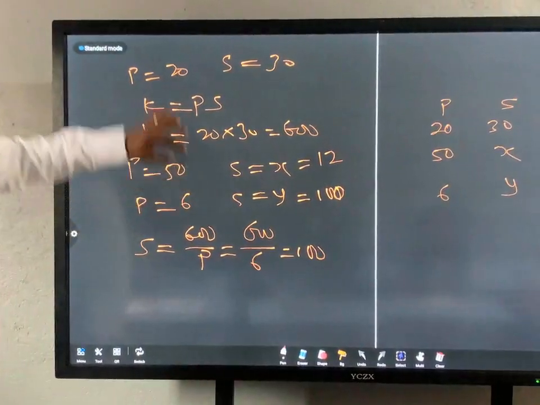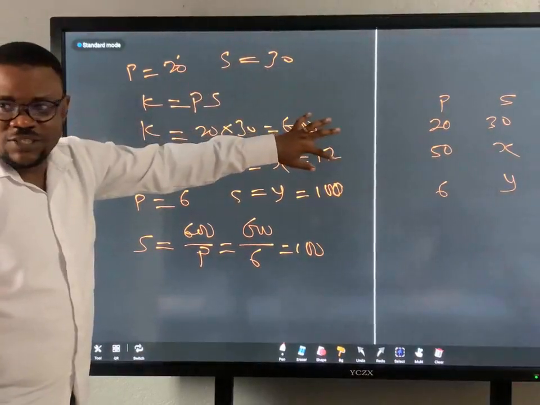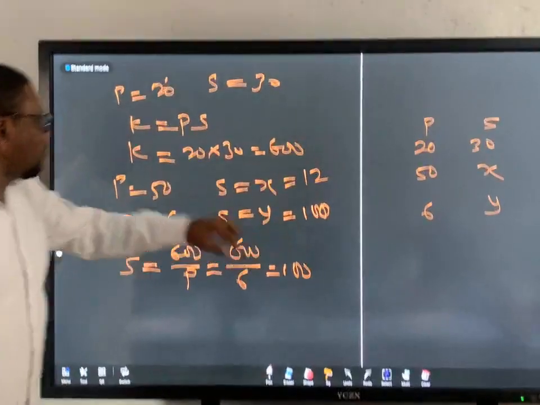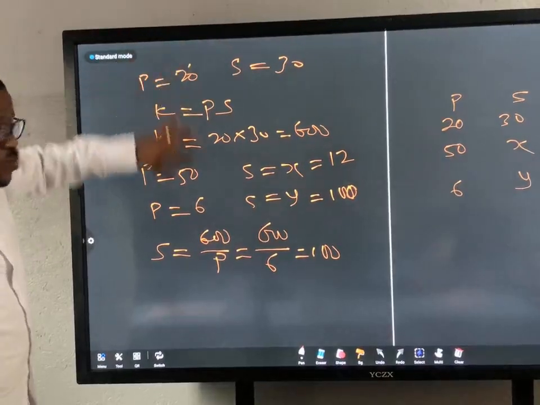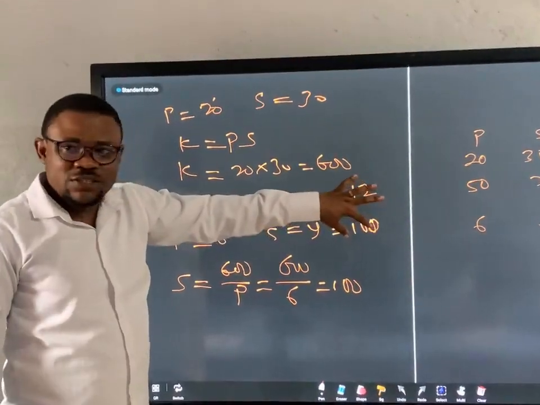Please follow this. From 20 to 50, did this one increase or decrease? Decrease. From 20 to 6, is that an increase or a decrease? It's a decrease. So this one now? Increase. Do you understand?